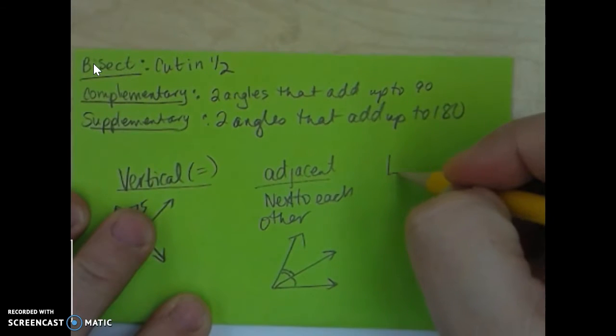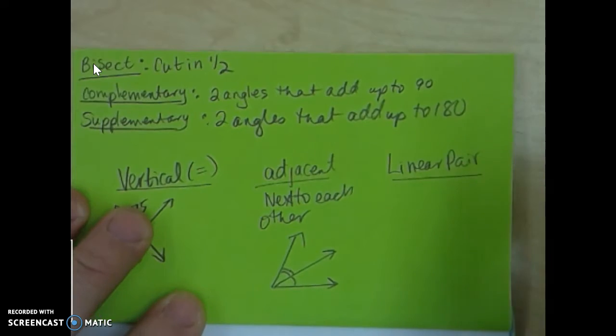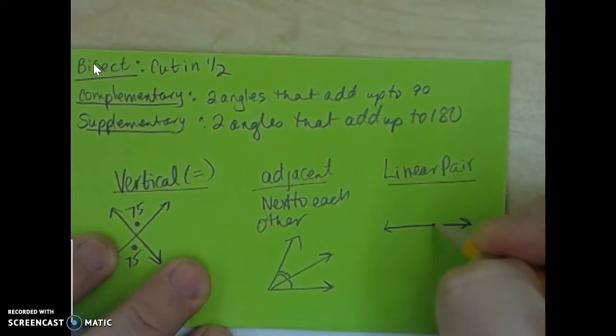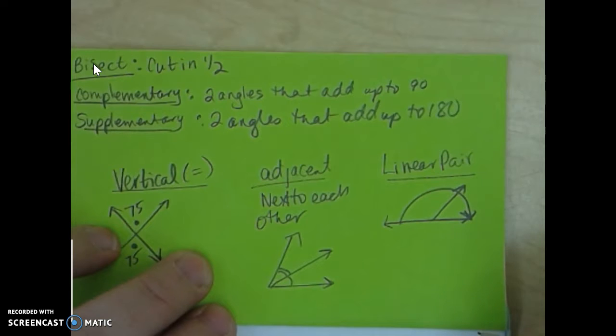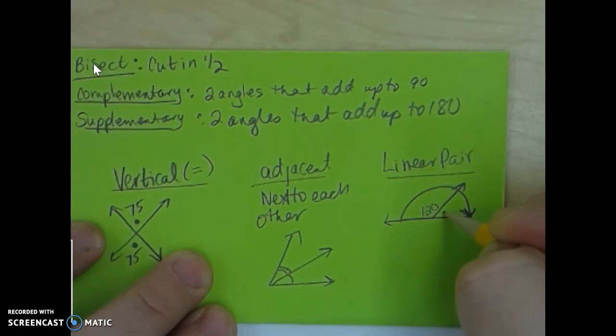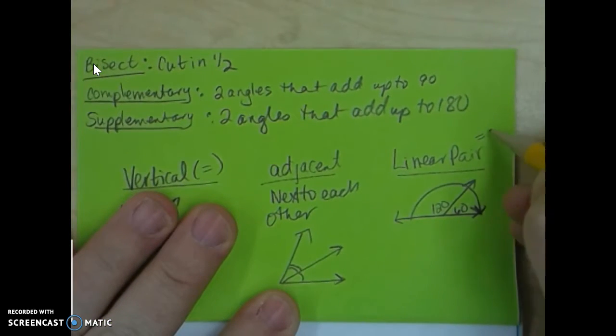And then the last angle pair we need to know is something called a linear pair. And remember, a linear pair is what it sounds like. It's a pair of angles that make a line. So it's two angles next to each other that make a line. Remember, we did this half semicircle or this half circle to help you remember things. And so if this angle was 120, then that means this one's left to be 60, because linear pairs equal 180.